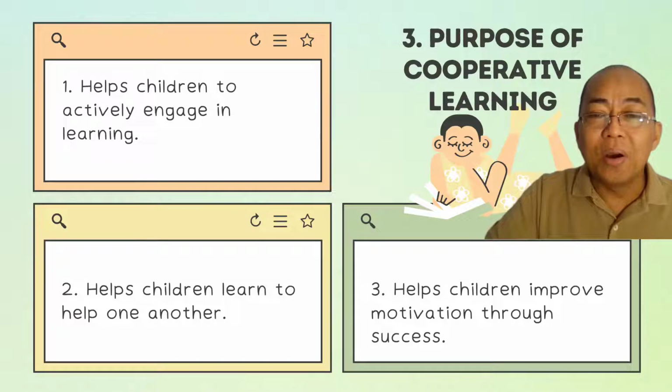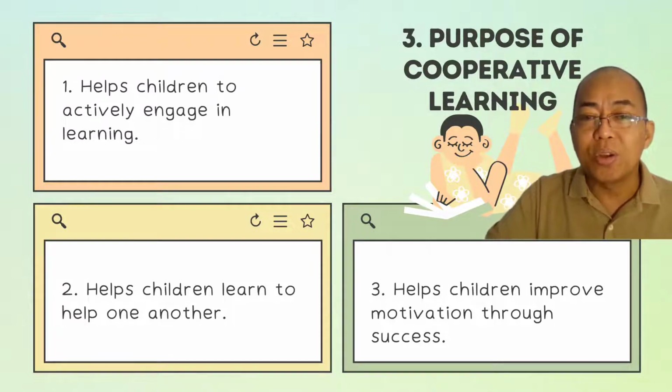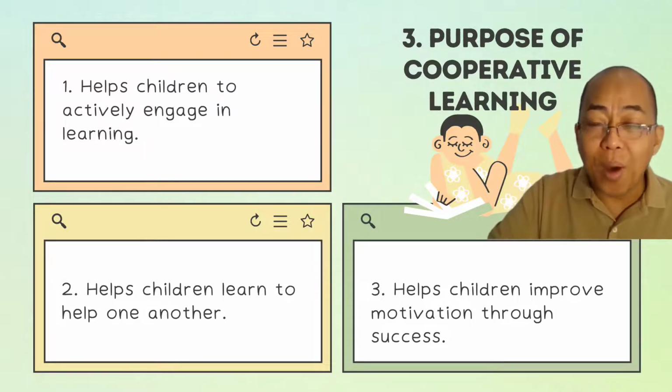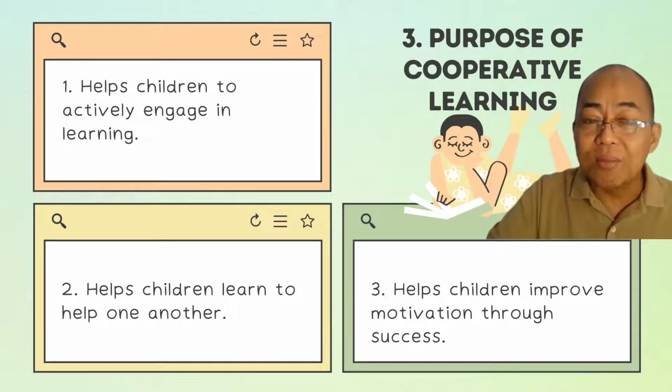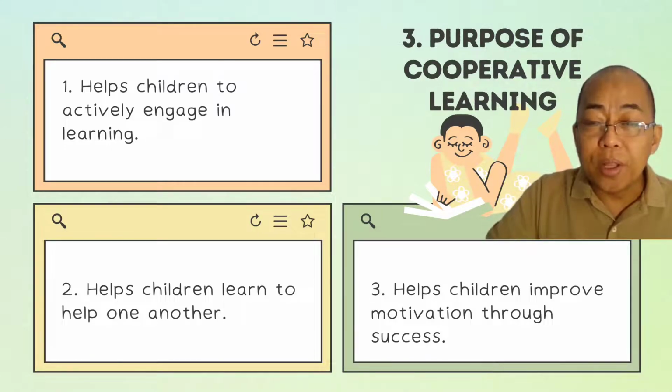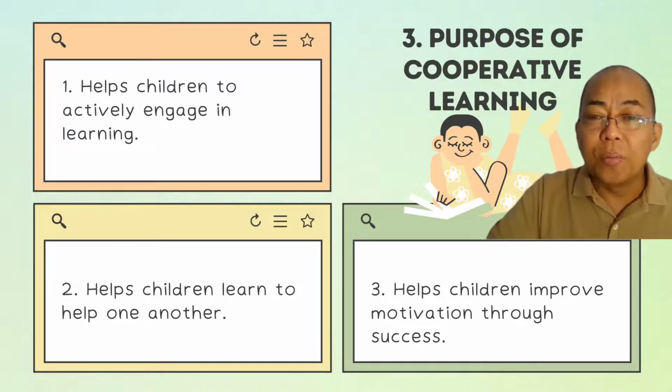Once again, I would like to emphasize the three purposes, at least for this session, of cooperative learning. Why do we use cooperative learning? Number one, because it helps to actively engage more children in learning. So again, the emphasis here is that the students are responsible for their own learning. So cooperative learning is a student-centered approach. The center of the whole learning experience is the student, not the teacher.